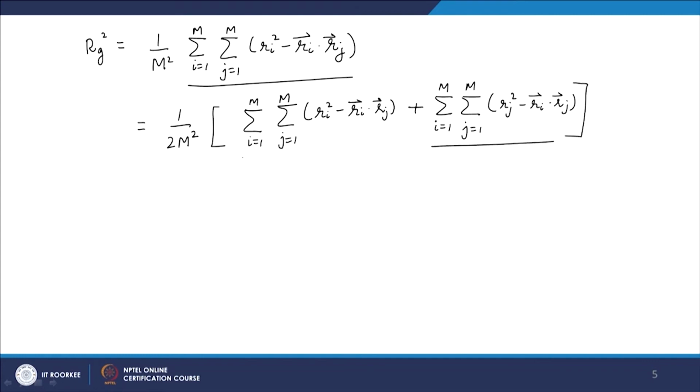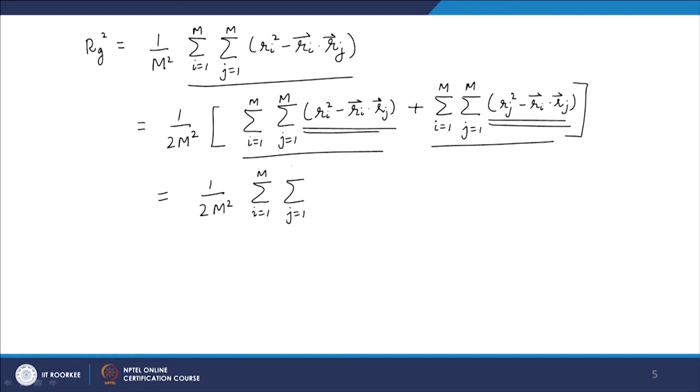Since these two are the same, and if I divide by the 2, I will get the result that I started with. But now the advantage is, if I add the inside terms here, we get a perfect square. That is, we can write this as something like this.